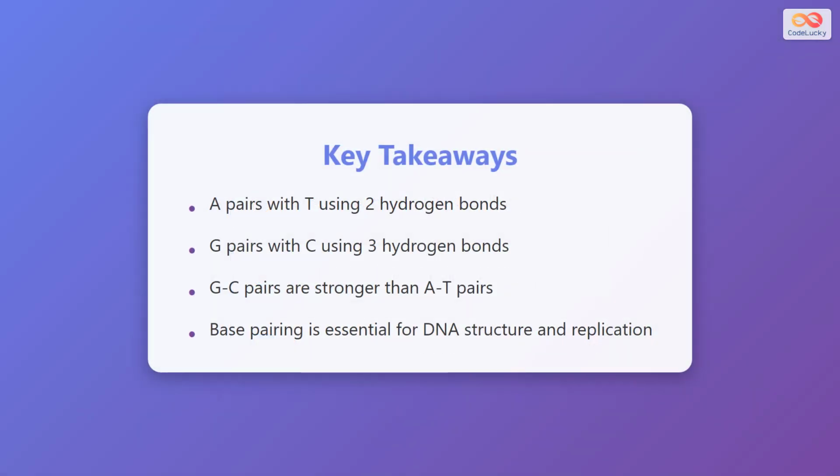Let's review the key points from this lesson. First, adenine pairs with thymine using 2 hydrogen bonds. Second, guanine pairs with cytosine using 3 hydrogen bonds. Third, GC pairs are stronger and more stable than AT pairs because of the extra hydrogen bond. Finally, this base pairing system is essential for maintaining DNA structure and enabling accurate replication of genetic information. This elegant system ensures that genetic information is preserved and transmitted faithfully from one generation to the next.